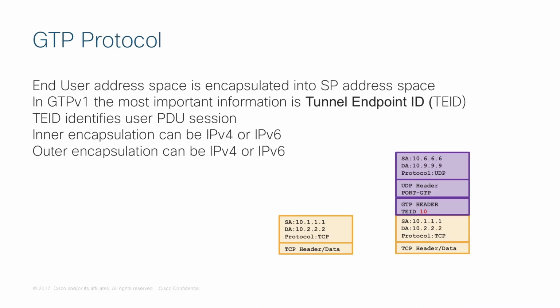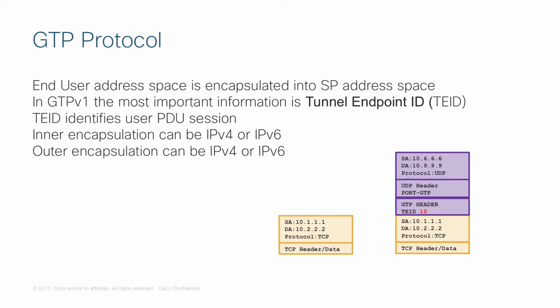Here we can see how the GTP encapsulation looks. It just takes the original packet from the user device, a cell phone, and encapsulates it into another IP packet where the source address is the address of the gNodeB and the destination is the UPF. The most important field in GTP is the tunnel endpoint ID, TEID, which is a value used to identify each PDU session.